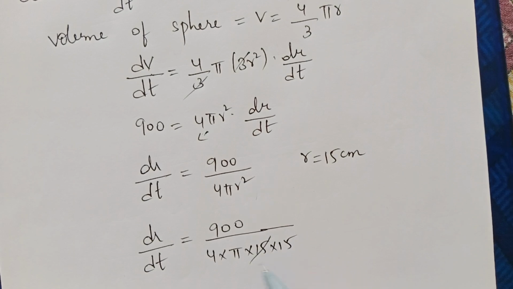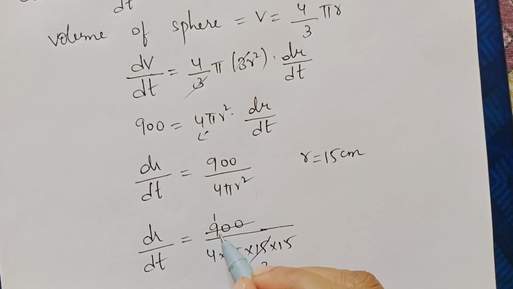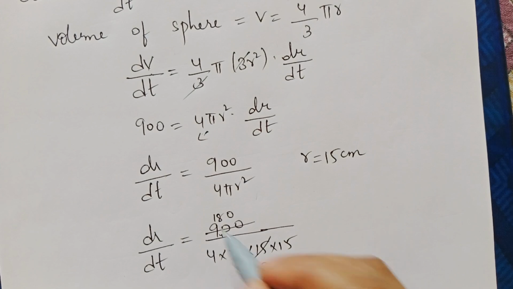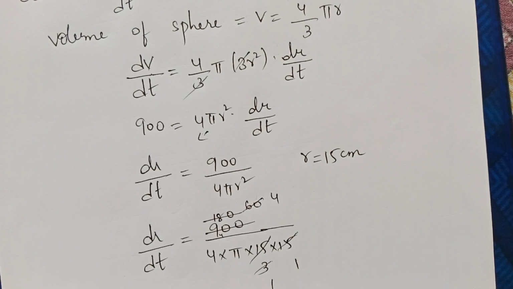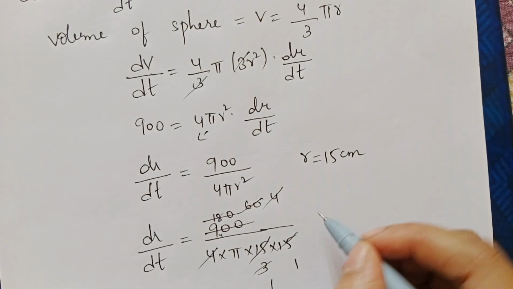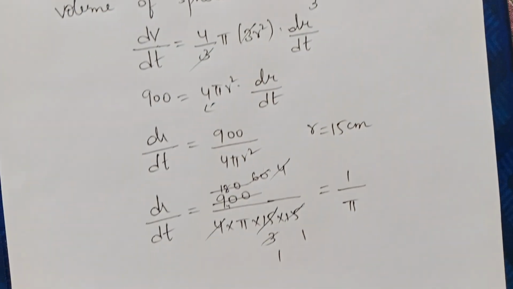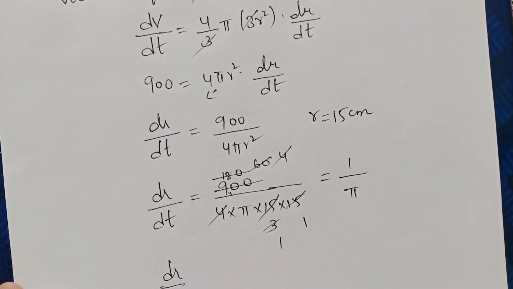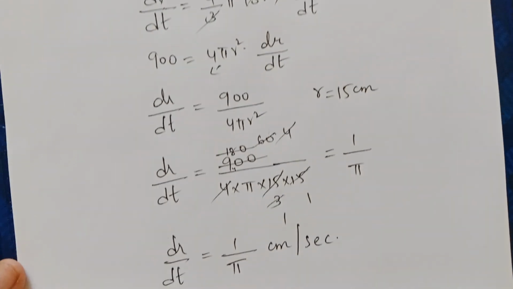15, 5 threes are 15, 5 ones are 5, left with 4, 5 eights are 40, 0, 3 ones are 3, 3 sixes are 18, 0, 15 ones are 15, 15 fours are 60, 4 ones, 4 ones. So we'll be left with 1 by pi here, right? So dr/dt is equal to 1 by pi centimeter per second.